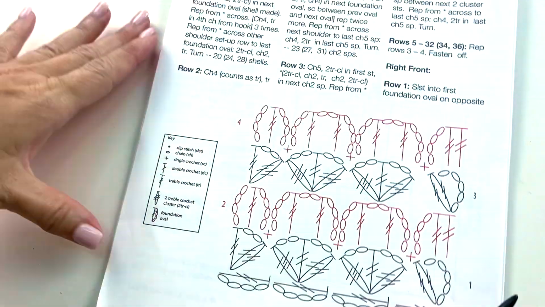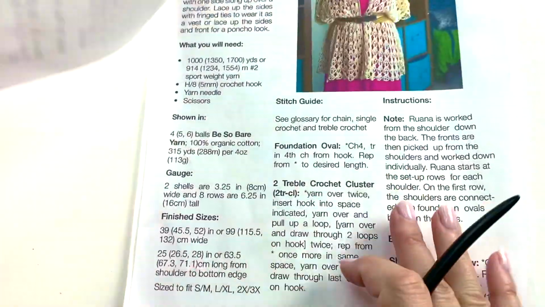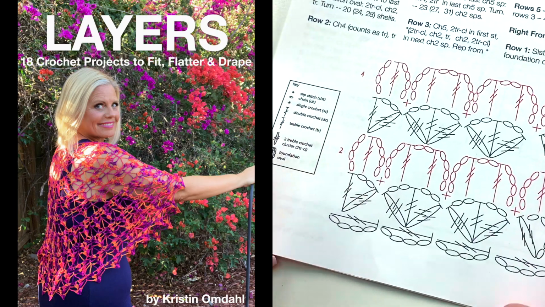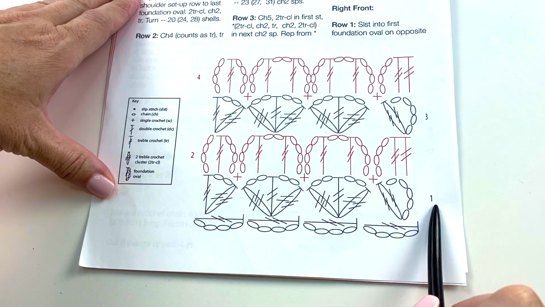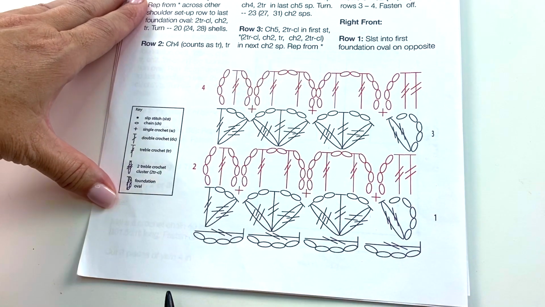Here's one more stitch pattern that we can go over. This is from the Selena Ruana in Layers Crochet as well. And here again, you can quickly tell at a glance that this is worked in rows, not rounds, because the numbers are written on opposite sides of the work.